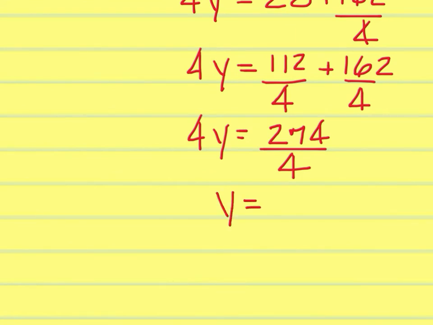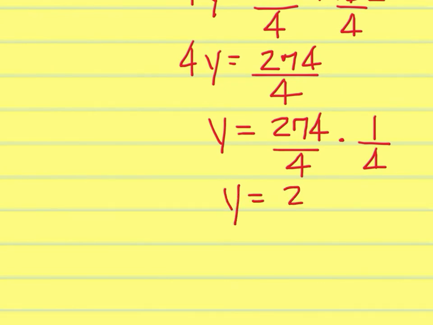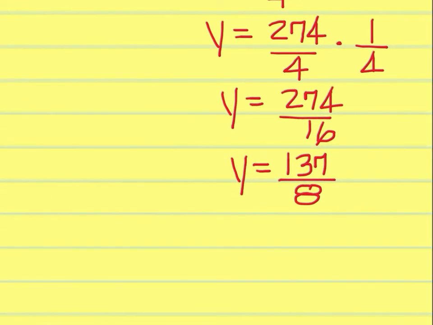But you have to divide it by the 4 that's with the y. So that's the same thing as 274 over 4 times 1 over 4, which will give me 274 over 16. That can be reduced. You can chop them down by 2's to come up with 137 over 8 and then make it a mixed number. Figure out how many times 8 will go into 137. It goes in 17 times, and 17 times 8 is 136, so you have 1 left over.